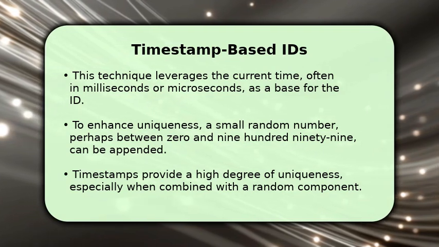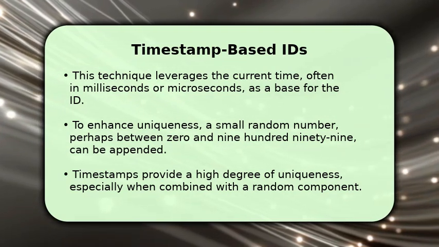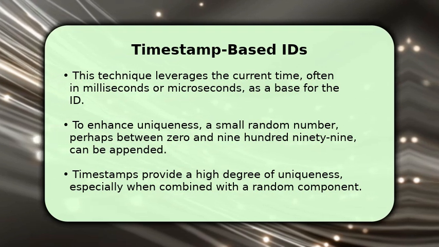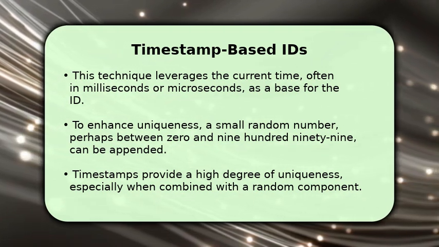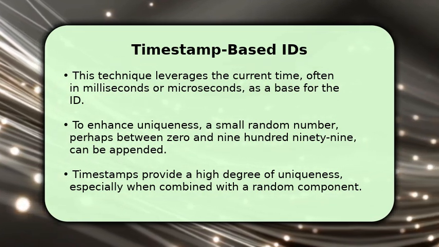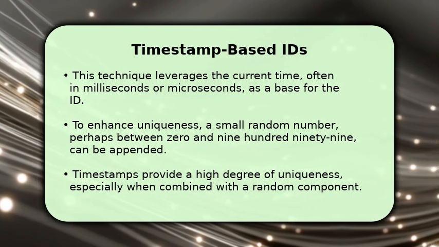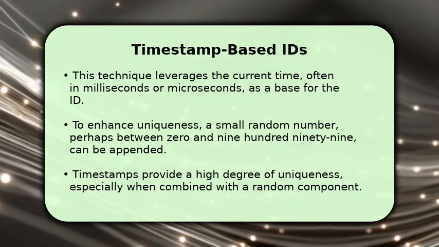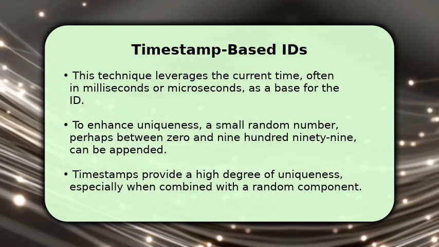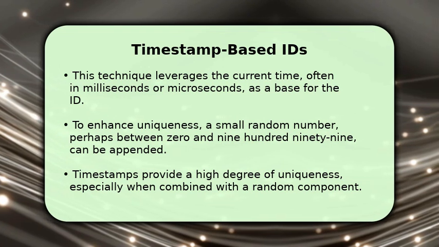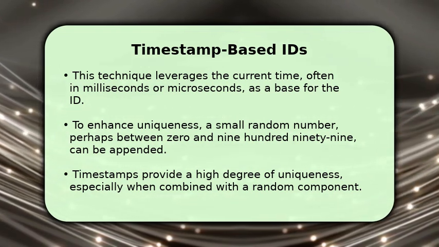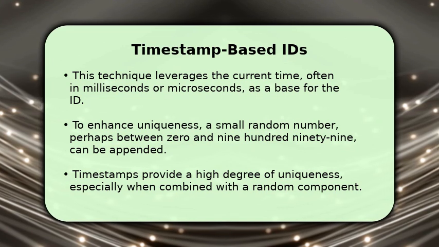Next, let's consider timestamp-based IDs. This method uses the current time, typically down to the millisecond or even microsecond, as the core of your identifier. To make it even more robust and avoid collisions, especially if multiple IDs are generated simultaneously, you can append a small random number. Imagine adding a random 3-digit number to your timestamp. This approach offers a much higher probability of uniqueness compared to a simple counter, making it suitable for distributed systems where IDs need to be distinct across different sources.